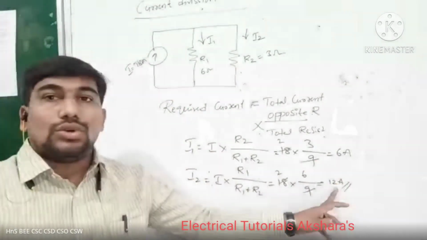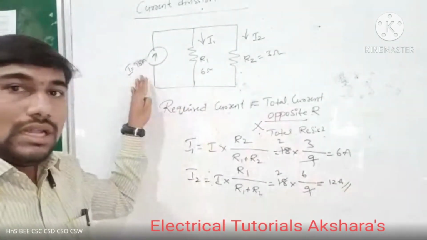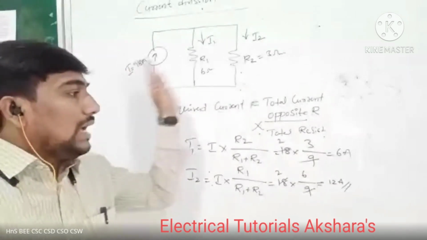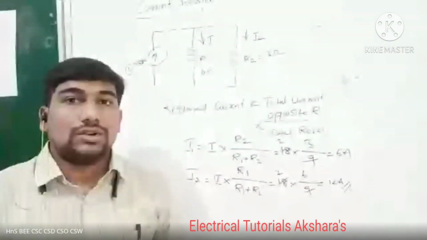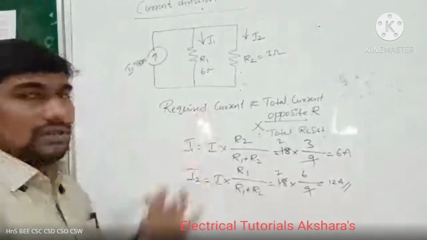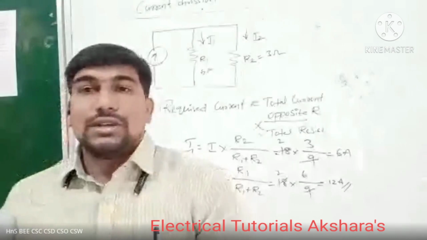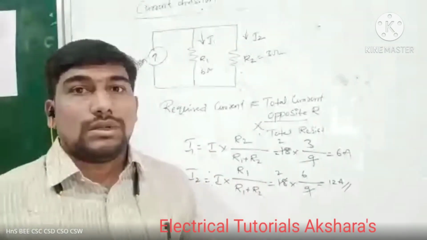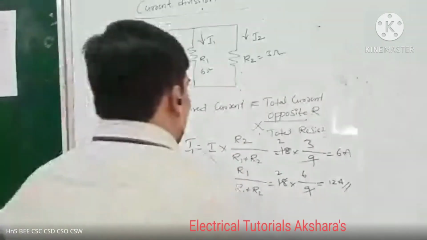6 plus 12, total 18. That 18 amperes is called the total current. The total current is 18 amperes, and 6 amperes plus 12 amperes is also 18 amperes. Okay, this is the normal procedure. But in our examinations, some problems are very difficult compared to this problem. Now see the difficult problem.